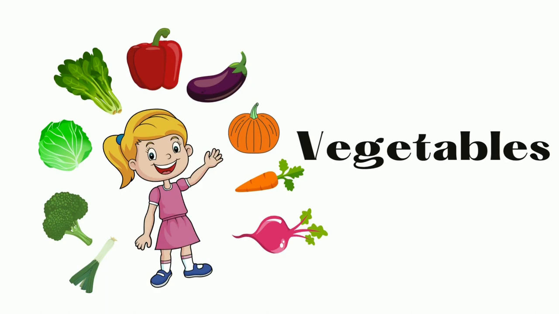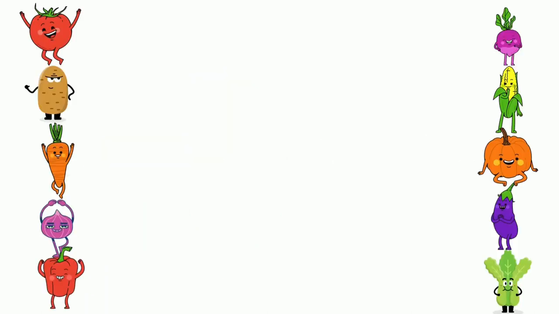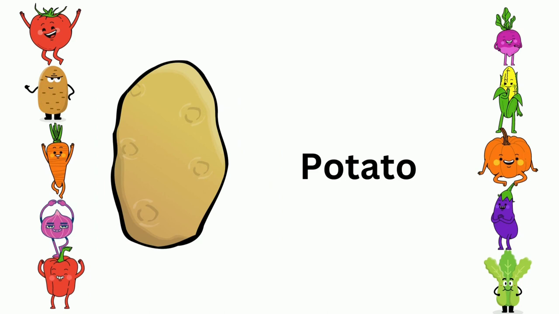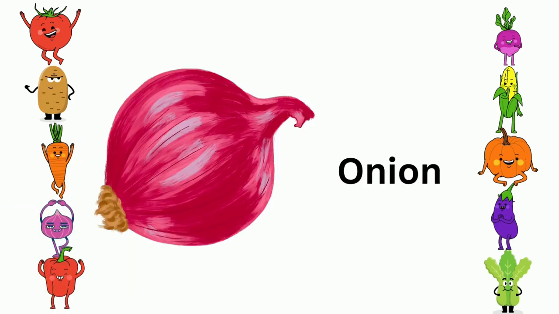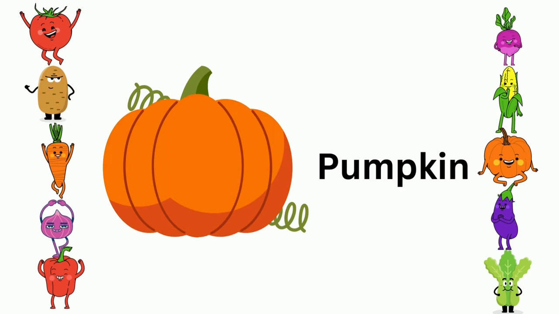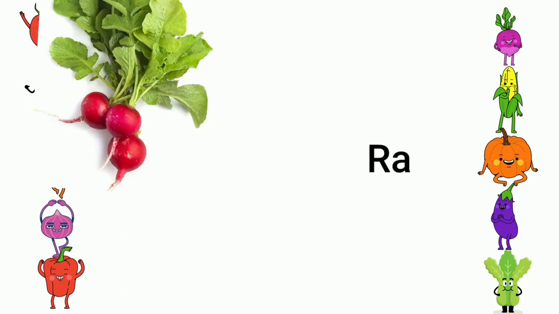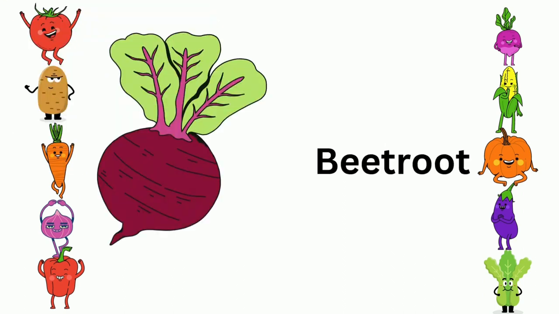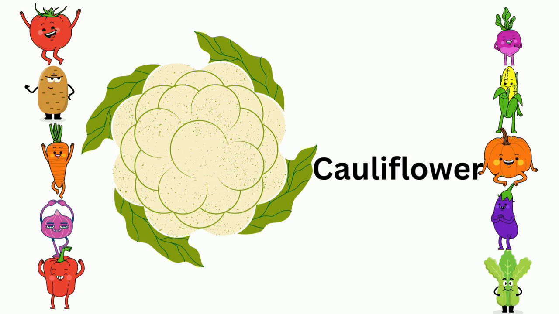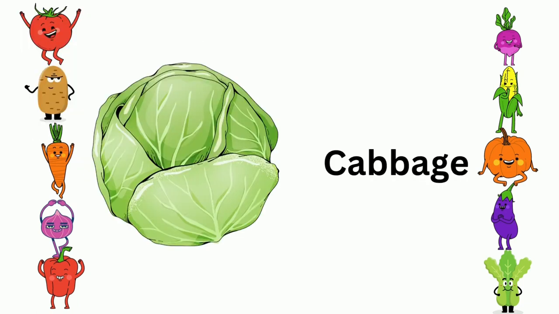Let's learn vegetables. Say with me, potato. Potato. Tomato. Tomato. What is this? Onion. Say with me, onion. Pumpkin. Say, pumpkin. Radish. Radish. Beetroot. Say, beetroot. Cauliflower. Cauliflower. Cabbage. What is this? Cabbage.